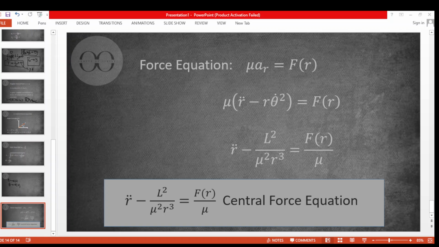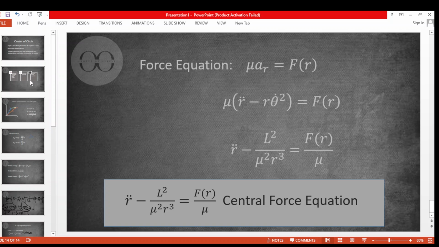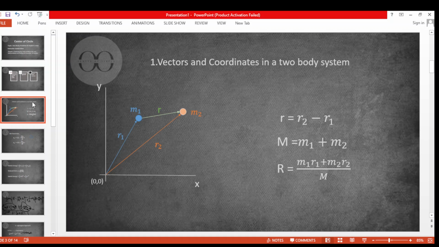So we will now do a quick recap of what we developed and learned in today's lecture. At first, in the first topic of today, vectors and coordinates in a two-body system, we just placed two objects of mass m1 and m2 in space. Their distances from our origin were respectively r1 and r2. These were the position vectors of m1 and m2. The displacement vector between m1 and m2 was small r.